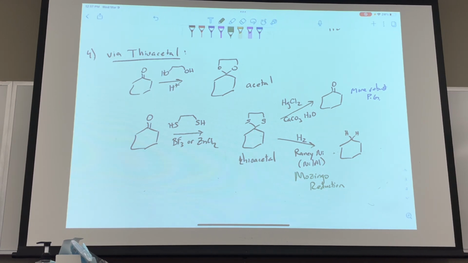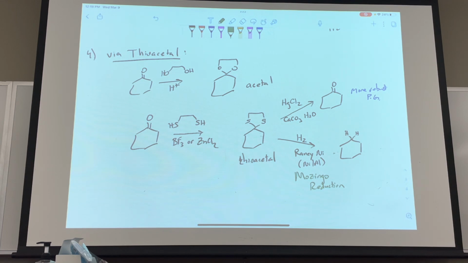Any questions there? So now we have 3 different ways of doing the same thing. You can completely reduce a carbonyl to the methylene group either through Clemmensen conditions under acidic conditions, under Wolff-Kishner chemistry under basic conditions, or under the Mozingo reduction with reductive conditions. Right. Which one is better? Well, it depends. It depends on what else is in your molecule.